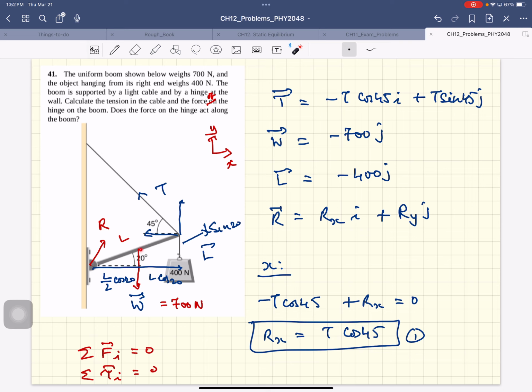What is the moment arm? The moment arm is the perpendicular distance from the line of action of the force to the point about which you're calculating the torque. That's the moment arm. So if you extend this x component, that's the moment arm, which is equal to that distance. For this force, the moment arm is that distance.